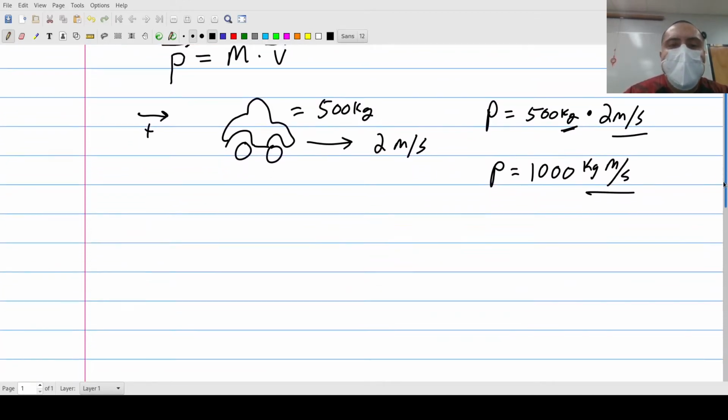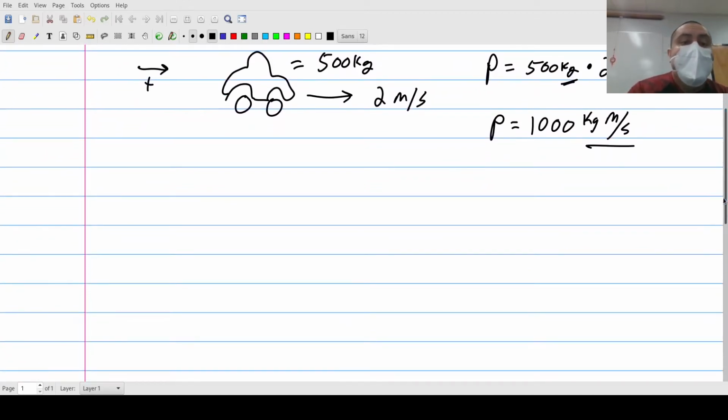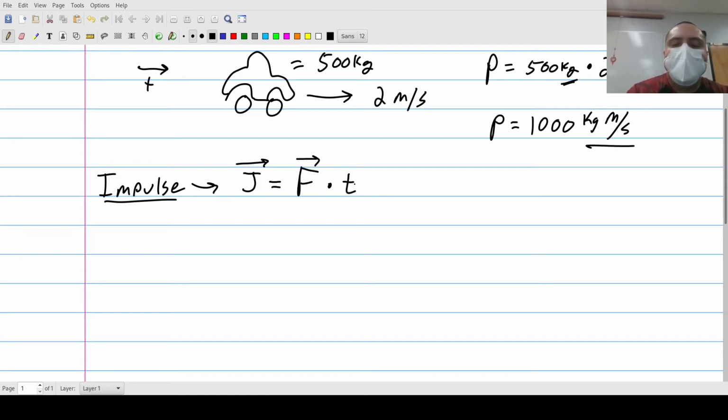But there's another thing you need to know that's closely related to momentum, and that is called impulse. Impulse is going to be equal to, we're going to use capital J for that. Sometimes you'll see a capital I. It's interchangeable, capital I or capital J. J is going to be our impulse. It's also a vector, and that is going to be equal to a force times a time. Again, impulse is a vector, so you need to be careful about directions.